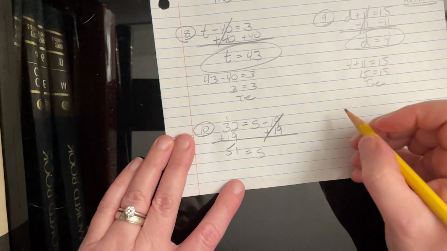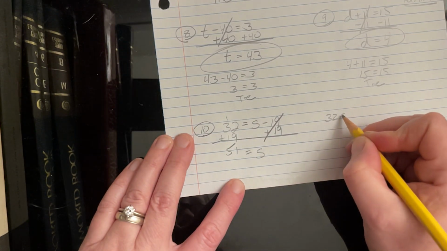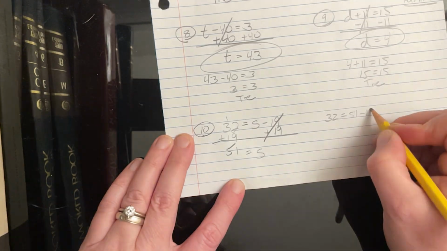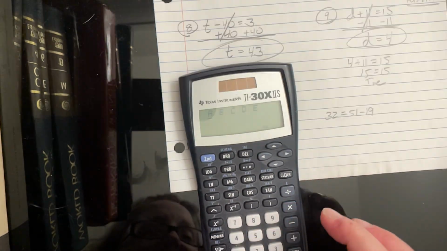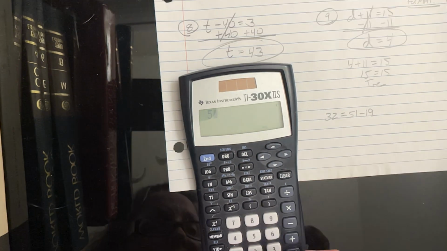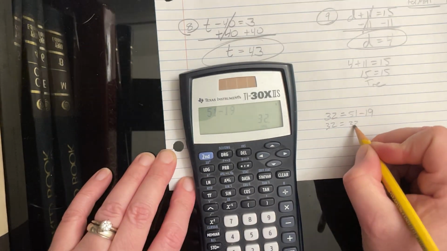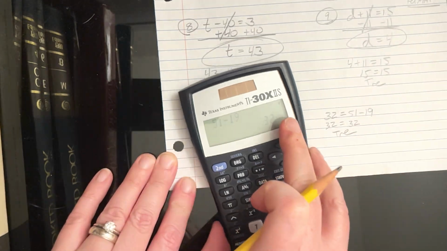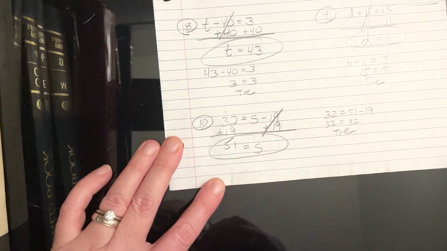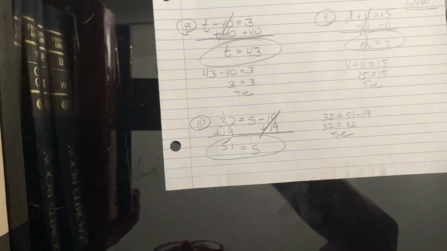51 equals S. Is 32 equal to 51 minus 19? I am going to pull out my calculator and say, is 51 minus 19 equal to 32? 32 equals 32. That is true. The solution is S equals 51. Keep using those check steps.